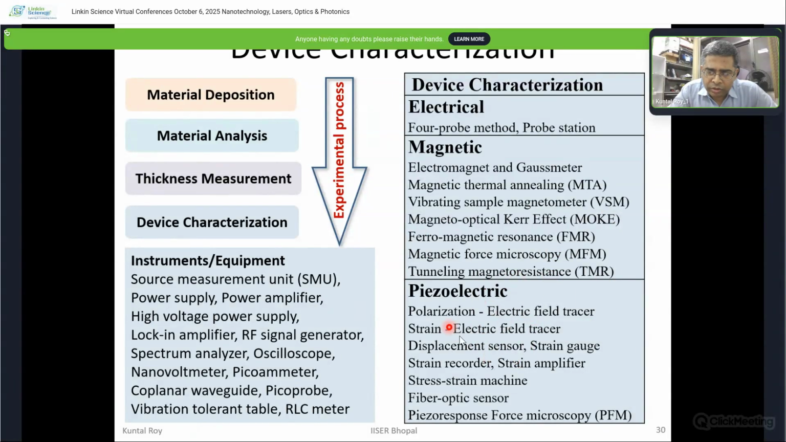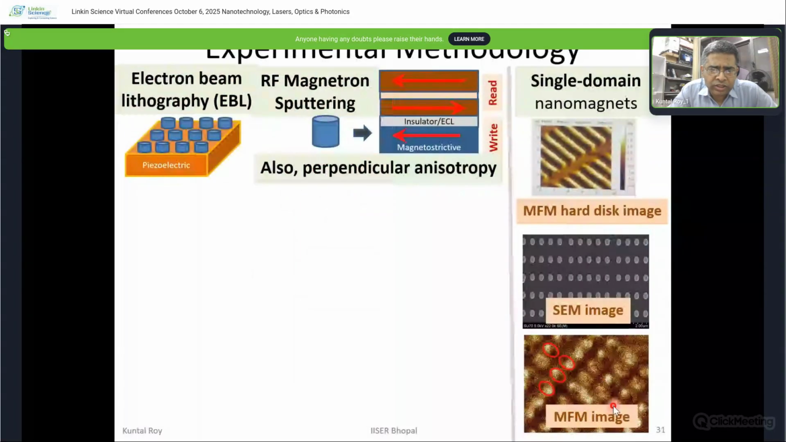For piezoelectrics, I will also talk about today that we have done nanoscale displacement measurements. Particularly, we use a fiber optic sensor that is very highly sensitive, and other things like a strain recorder and strain amplifier, so that we can measure very small dimension changes. We also do piezoresponse force microscopy to understand the surface morphology. Okay, this is more or less the experimental methodology that we will be employing.